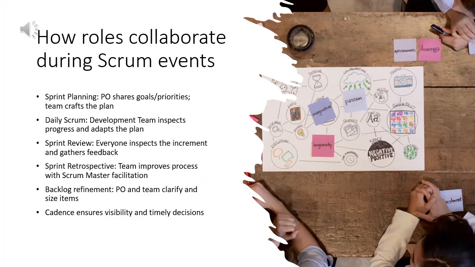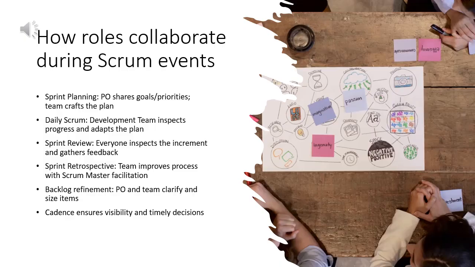Scrum events create regular alignment and inspection. Each role contributes in specific ways. Sprint planning: Product owner shares goals and priorities. The team crafts the plan. Daily Scrum: Development team inspects progress and adapts their plan.